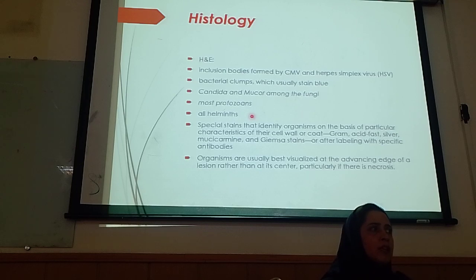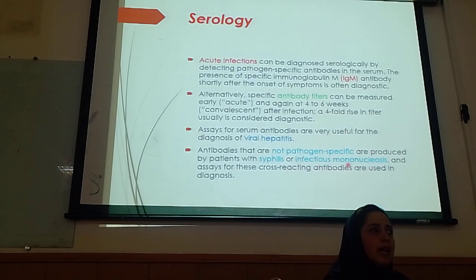And we can also detect fungal elements. We can detect protozoans and helminths, because they are big enough. And sometimes we use special stains in pathology, for example, Ziehl-Neelsen stain on tissue. We can use silver stain, for example, for fungi. And we can also use periodic acid-Schiff stain for fungi. And we can use Giemsa stain, for example, for Leishmania, and there are many types of staining procedures for different kinds of bacteria.